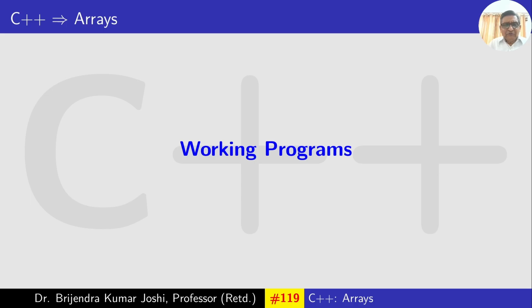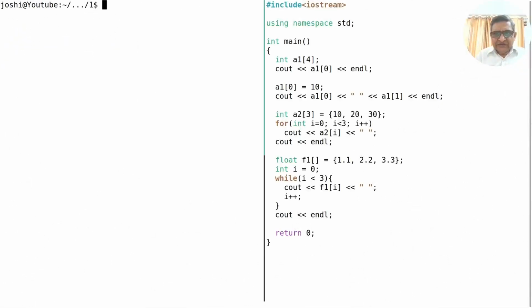I have made a few programs, so let us see some working programs. What we have done here is we have declared an array of size 4 of type int, that is integer. So it will reserve space for 4 integers, and the name of the array is A1. Now here we are trying to access the first integer.